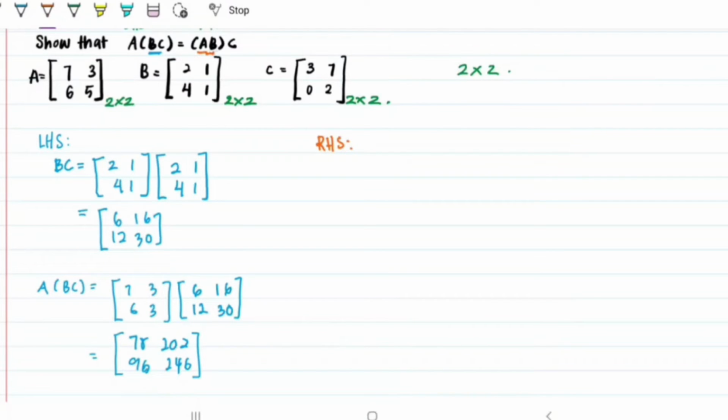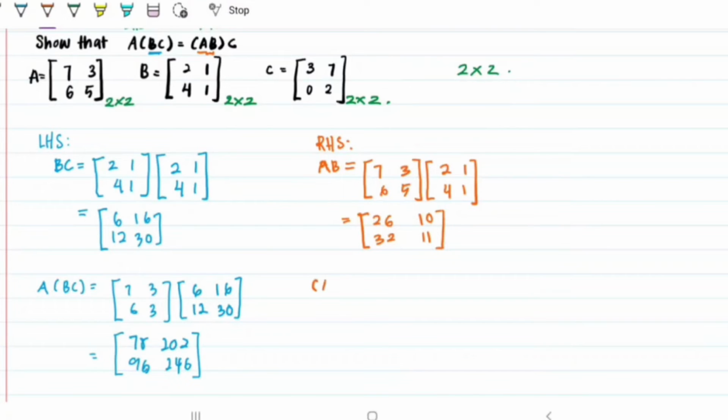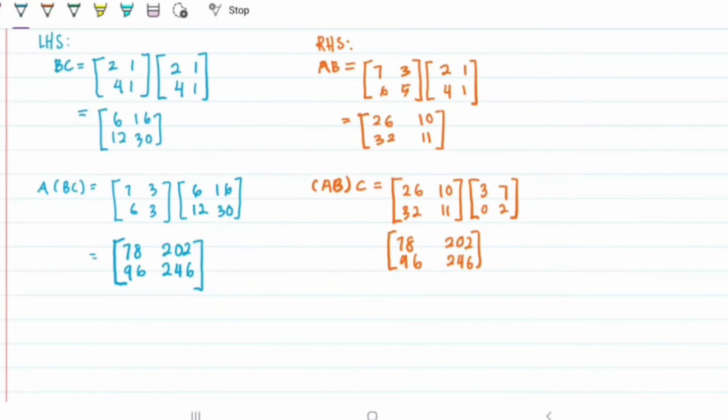For the right hand side, we can see that matrix AB is in the bracket. So we must find the matrix AB first, and we will get the answer for matrix AB. Next, we multiply matrix AB with C and we will get the answer for matrix ABC. So this shows that the left hand side is equal to the right hand side.